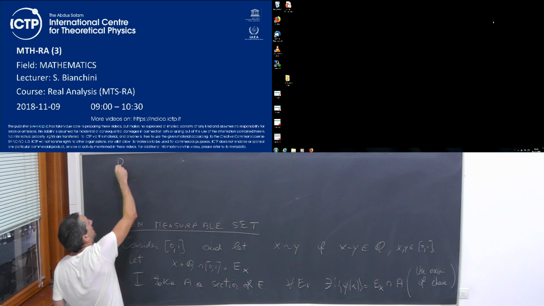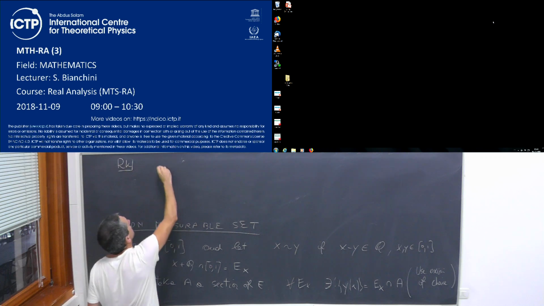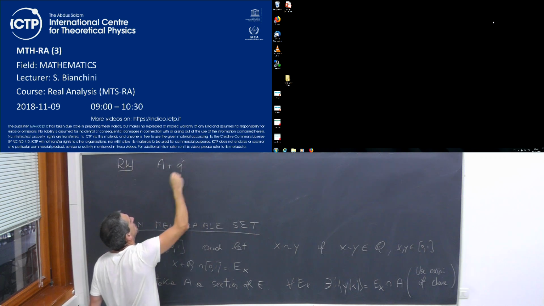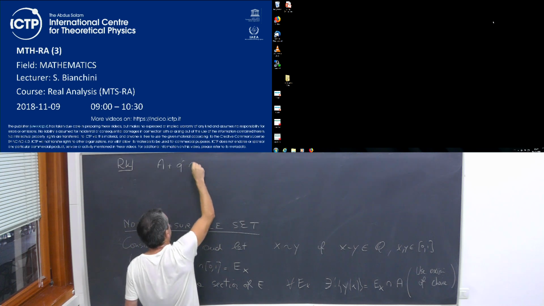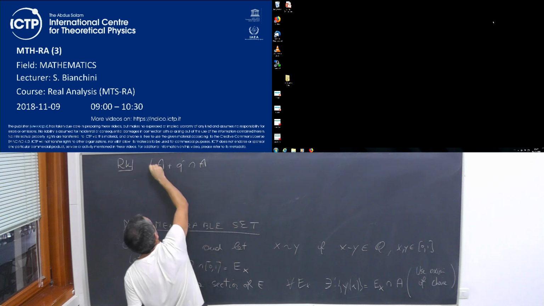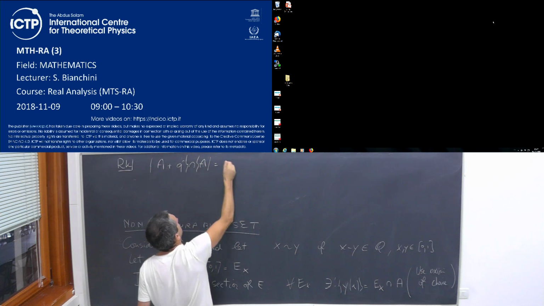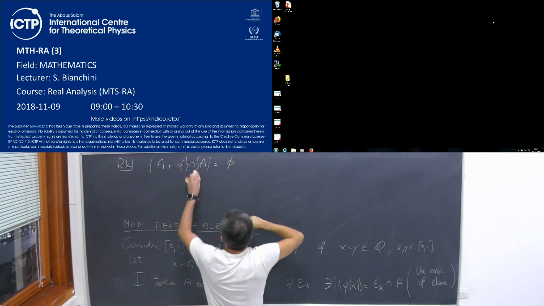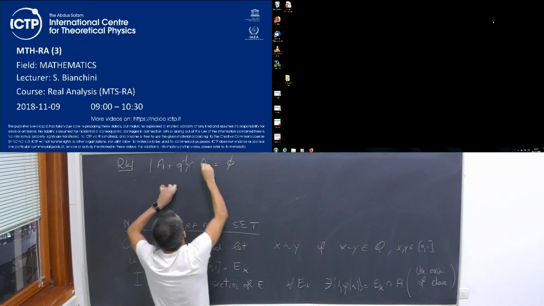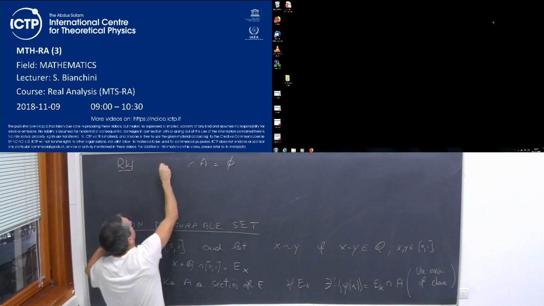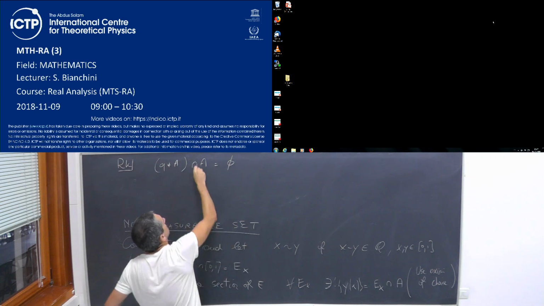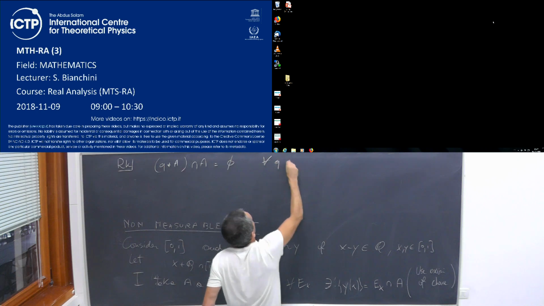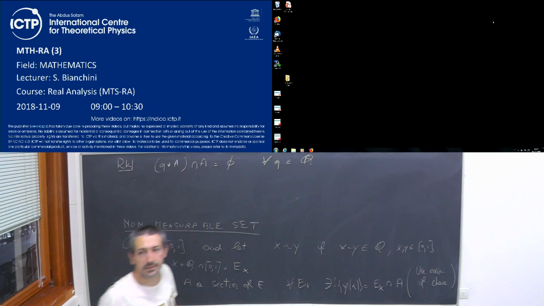So let's say some remarks about A. A plus q intersection A is equal to the empty set. Actually, this notation is wrong, sorry. It cannot be like this, because otherwise I'm taking, well, you understand what I mean, but formally it's wrong. This is correct: for all q in Q.